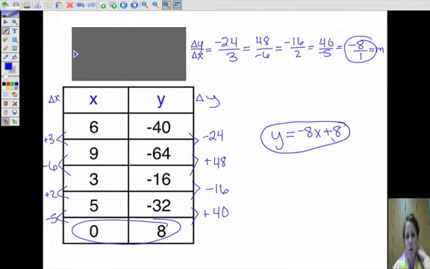So that's a tough one. That's a thinker. You don't necessarily have to know that one. That's a little bit about tables and equations.